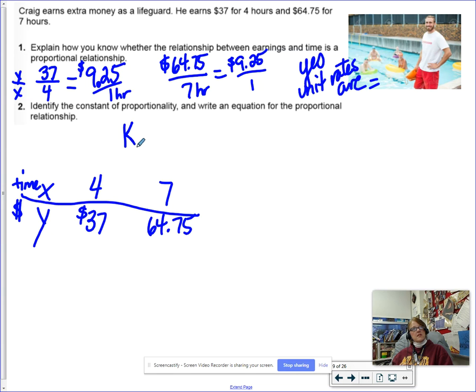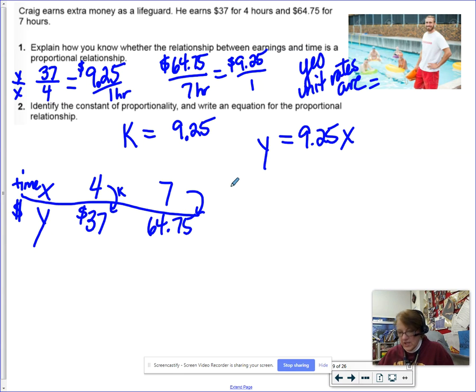What is the constant? The constant, or that K value, is $9.25. Well, really just 9 and 25 hundredths. Write the equation. My Y value equals 9.25 times X. Because you're thinking that 9.25, the K value, is what you multiply the input by to get the output. Multiply this by 9.25. Boom! There's your answer. Whew, look at all that. You are being very constant and proportional today.